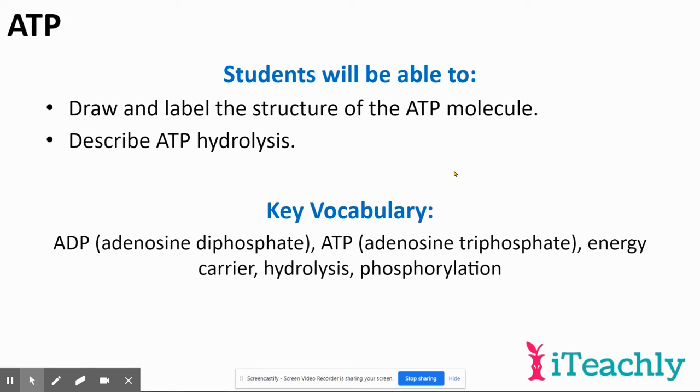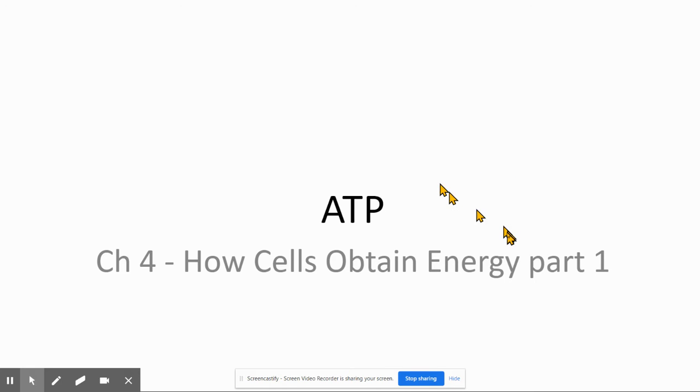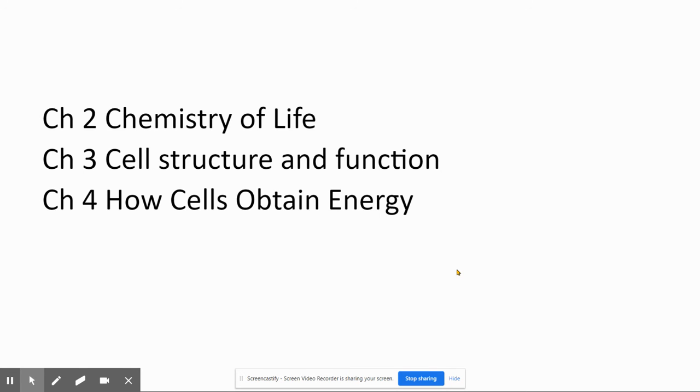So this chapter is about how cells obtain energy, and we're basically going to talk about the mitochondria here. The mitochondria basically takes ADP and puts an inorganic phosphate on to make ATP. So ADP and ATP are sort of like a hammer. They're a tool that doesn't really get used up.